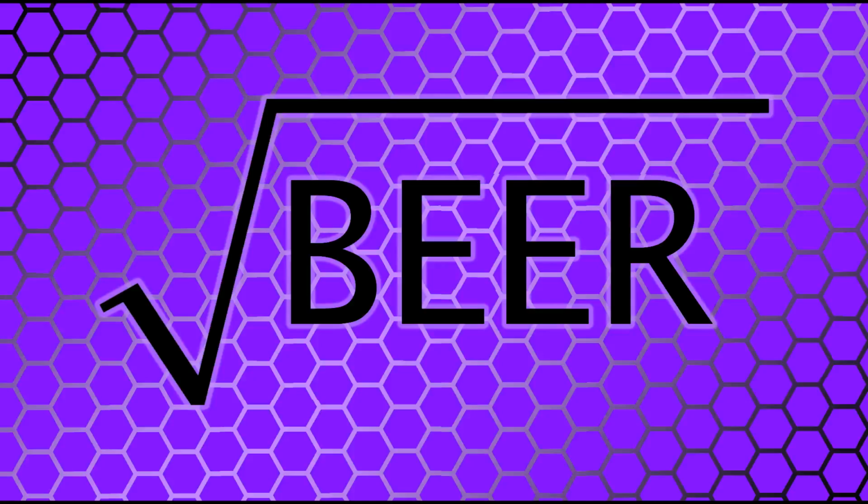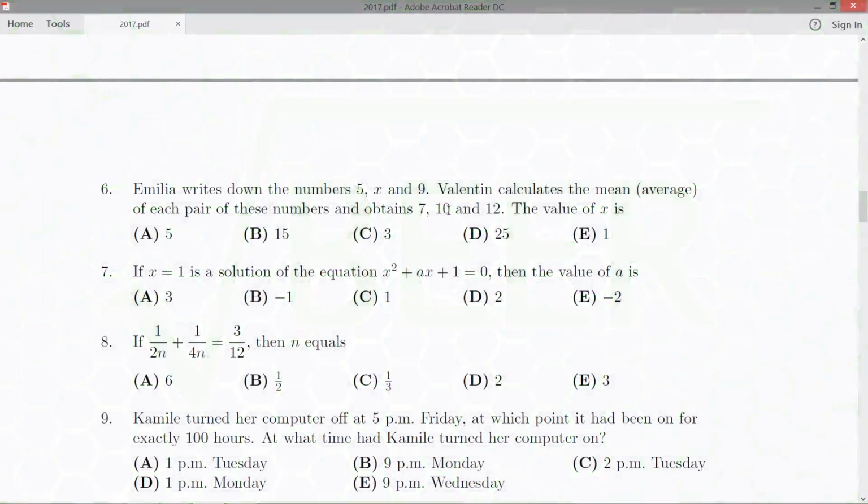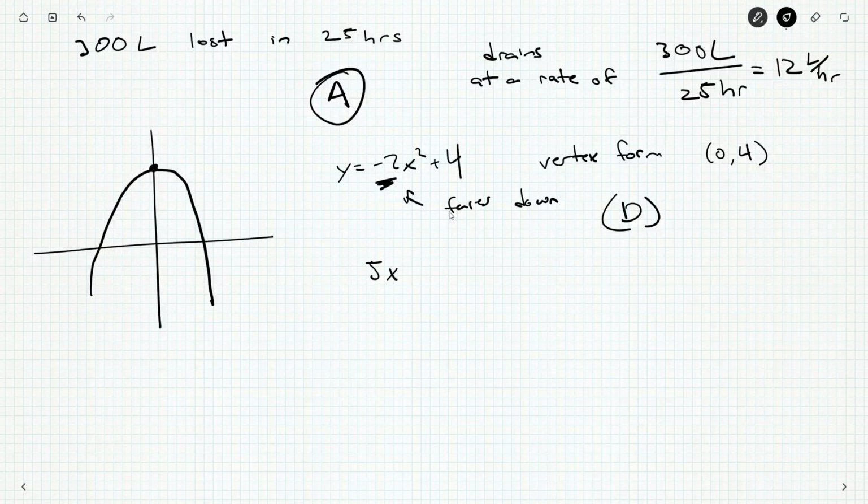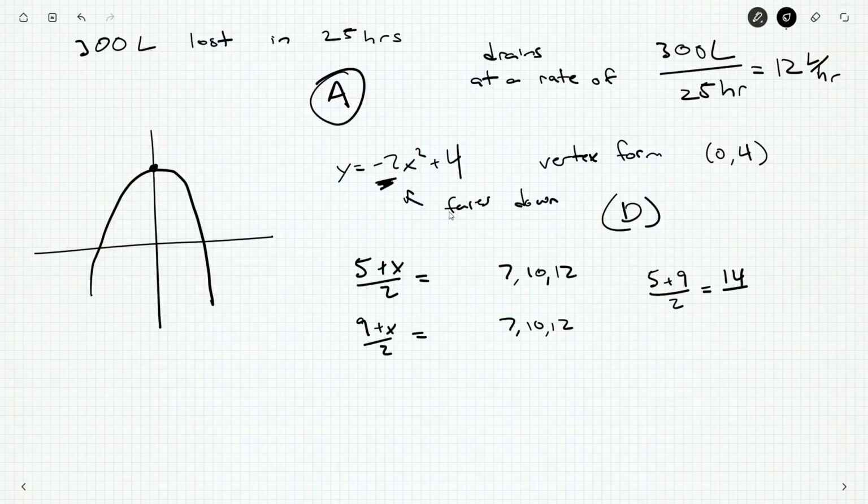Okay. So, just reading this question and understanding the average calculation that Valentin makes, we can see we have things like (5 plus x) over 2 is, what's one of the numbers, 7, 10, or 12? I don't know which. (9 plus x) over 2 is, again, one of these numbers, but I don't know which. And we also have the average of the two numbers we do know. 14 over 2 is 7. Okay, so 7 is one of the numbers here.